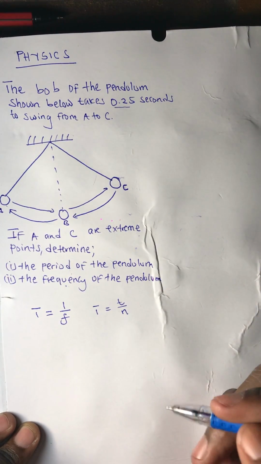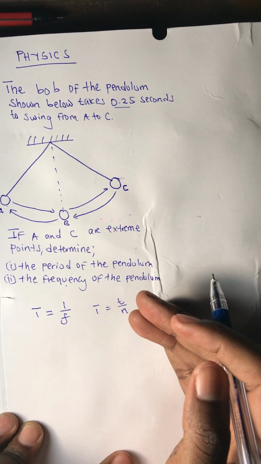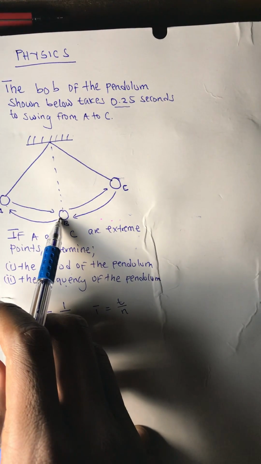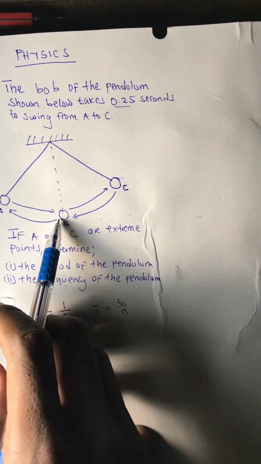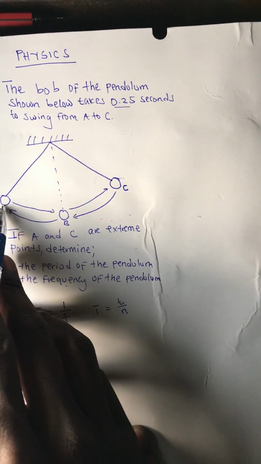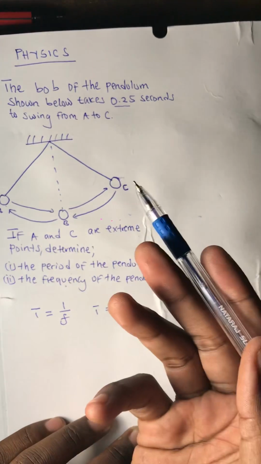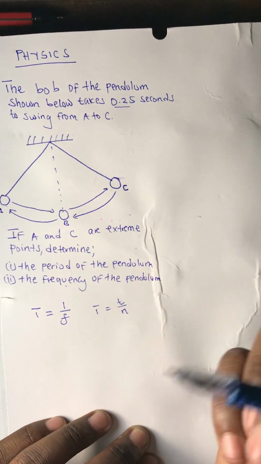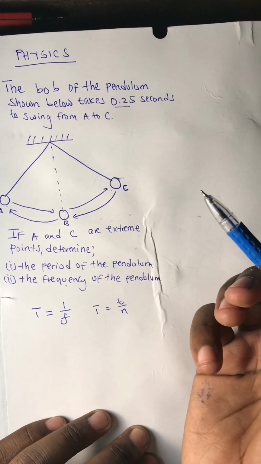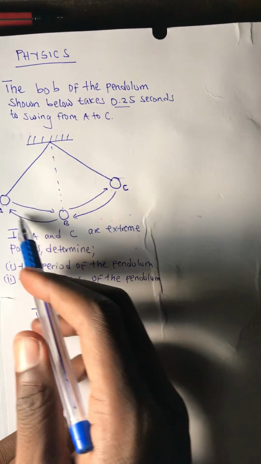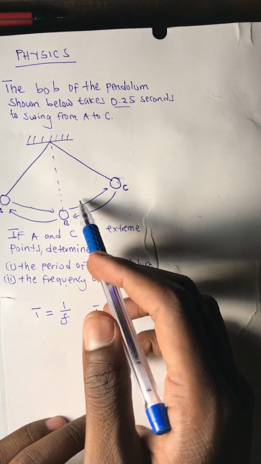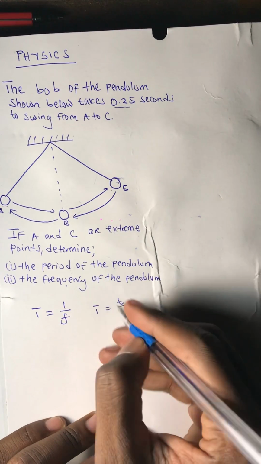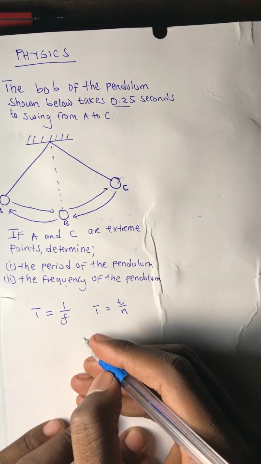Those values that I gave you are supposed to be mastered. So it's very important that you get to know that from A to B, you have 0.25 or 1 over 4 oscillations. If it swings from A to B, you are going to have 1 over 4 or 0.25. From B to C, you are still going to have 1 over 4 or 0.25. Meaning from A up to C, you say 1 over 4 plus 1 over 4, you get 1 over 2 or 0.5.